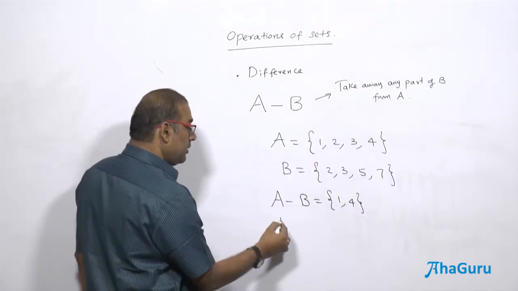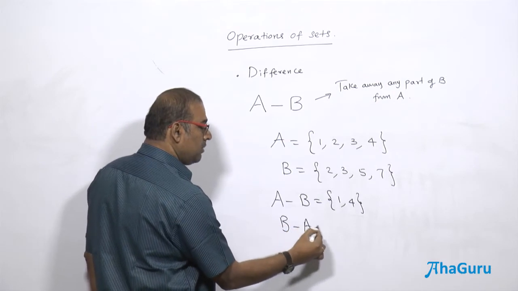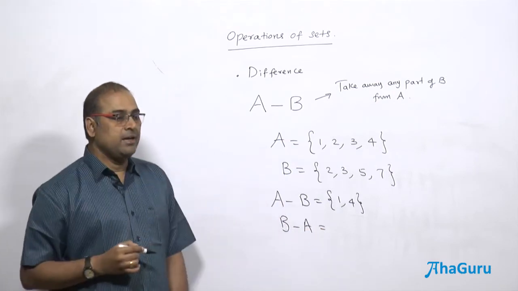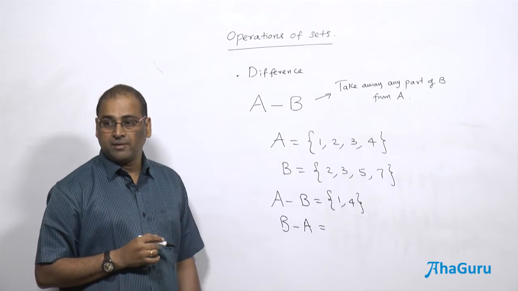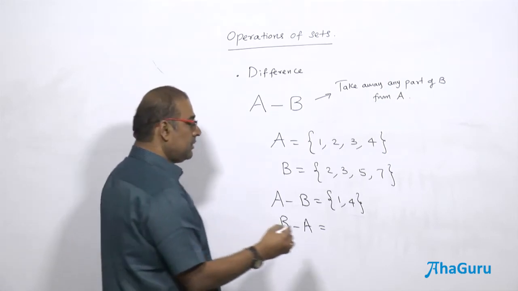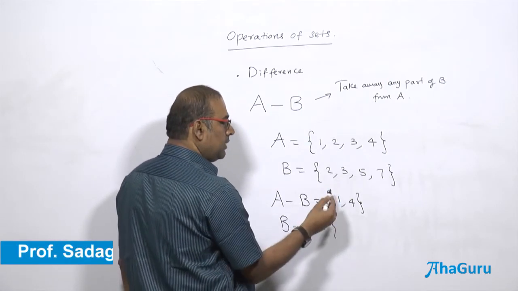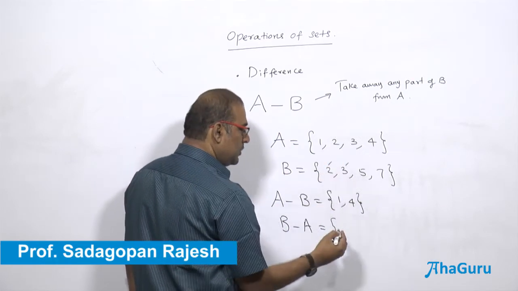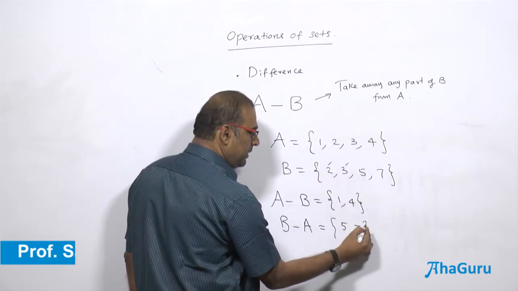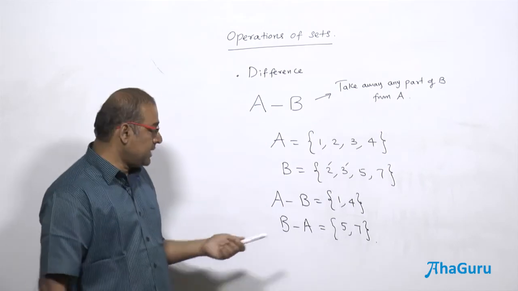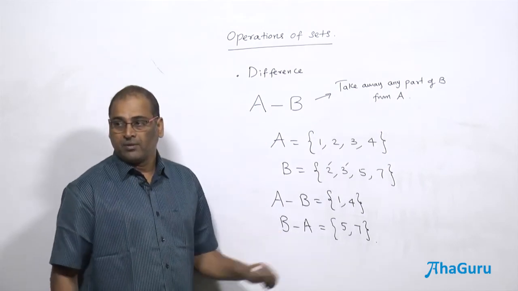But if I say B minus A, what is the meaning of B minus A? Take away any part of A from B. So look at B and take away these parts, 2 and 3. So B minus A is going to be 5, 7. Clear?